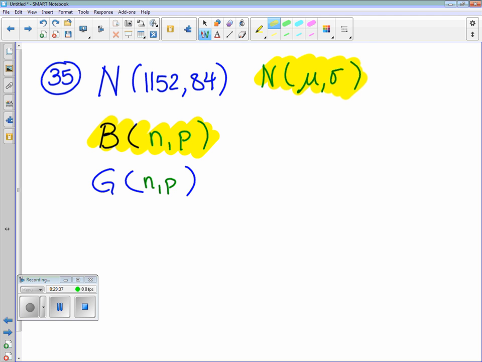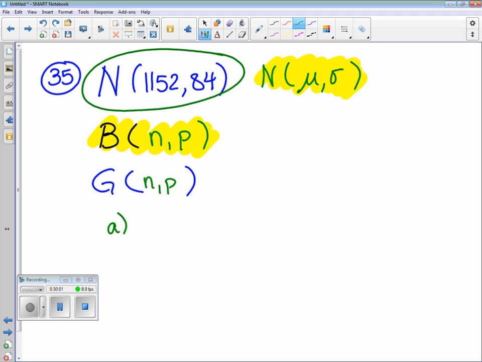We're given this information here. We have a normal model with a mean of 1,152 and a standard deviation of 84. It says, what are the cutoff values for the weights of normal cattle? I don't really care too much about that, quite honestly. I'm not worried about the context here.